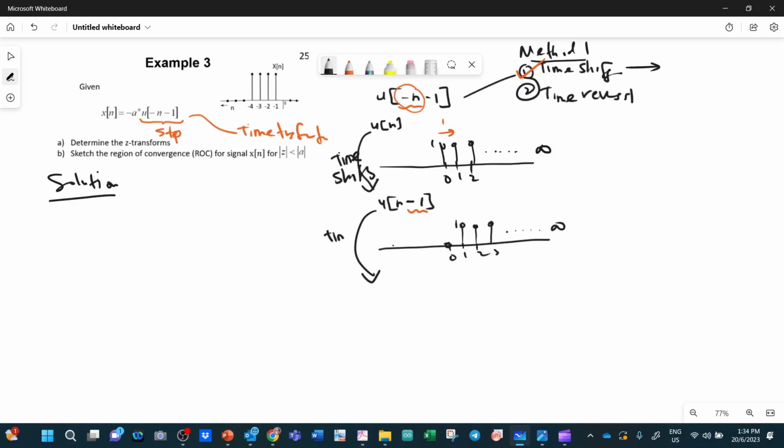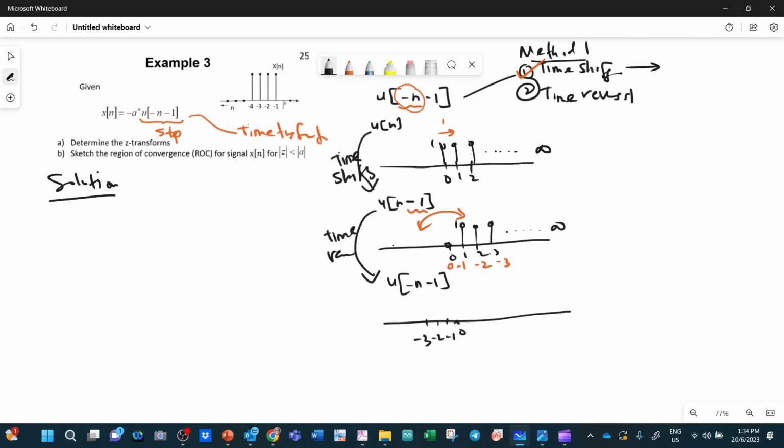Then you do a time reversal. So time reversal, you have from this signal u[n-1]. Okay, so what is time reversal? Time reversal is actually you reverse the signal. Whatever you have over here, you multiply the time value by negative. So you have 0, minus 1, minus 2, minus 3. Whereby, if you plot the signal again, then you have minus 1, minus 2, minus 3.